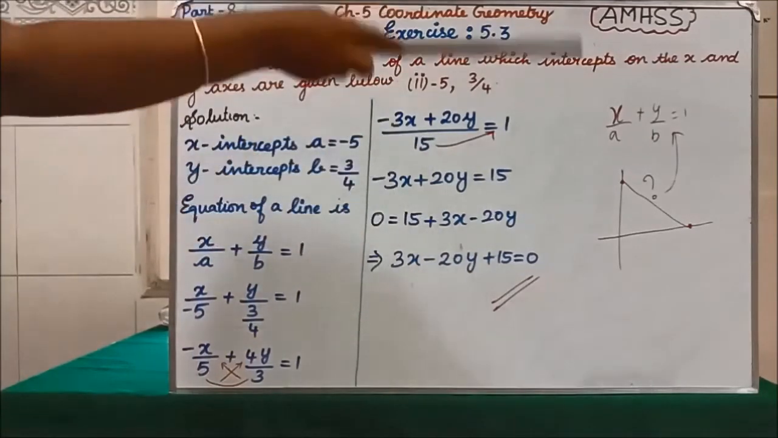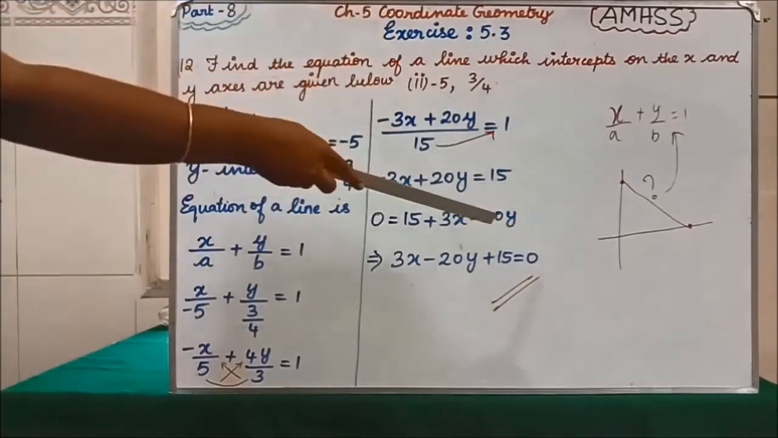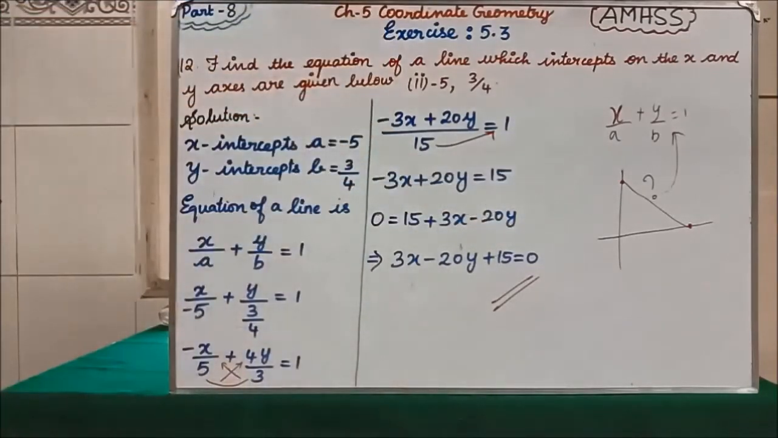So 15 plus 3x goes that side, minus 20y. Now we are rearranging this: 3x minus 20y plus 15 equal to 0. This is the equation of a line. Clear? Next we will do the 13th question.